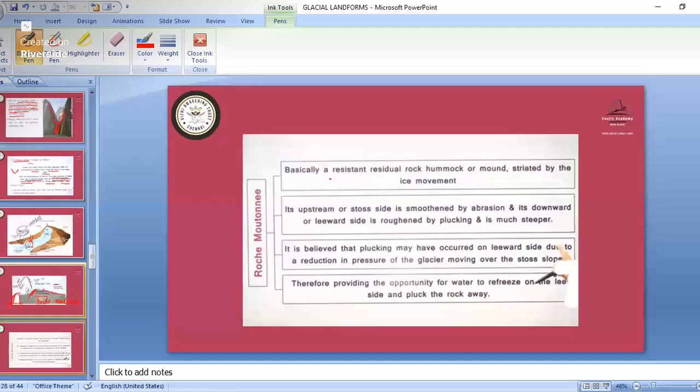So if you see the roche moutonnée, basically a resistant residual rock hummock or mound shaped by the ice movement. Its upstream or stoss side is smoothed by abrasion, and its downward or leeward side is roughened by plucking, and is much steeper. So there we have the formation of this particular landform, the roche moutonnée.